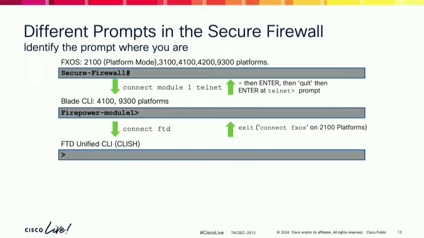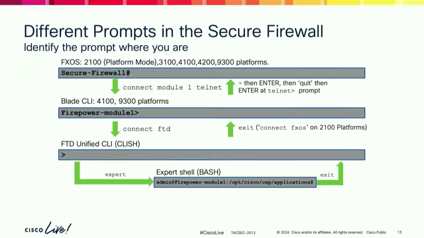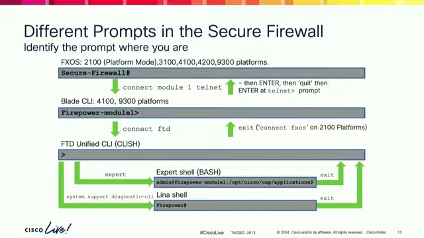And if we go further, we are going to put the same, connect FTD or connect ASA. And after that, we are going to get the FTD unified CLI. We call it normal CLI, right? If we need to go further than that, for example, to the expert shell that I showed you before, we are going to put expert, and we are going to be in expert mode. If we need to go to the Lina engine, we apply system support diagnostic-cli, and after that, we are going to be on the Lina shell, okay?